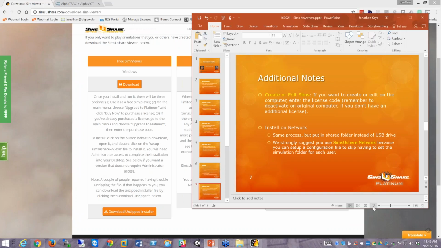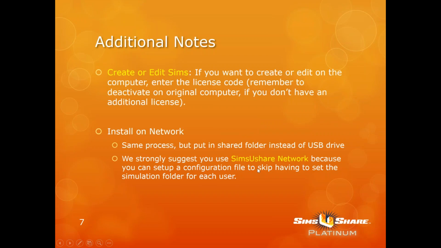you can set up a configuration file to skip that step of having to point to your USB simulation. On a network folder, that path is always going to be the same. So there's a file you can modify to point to the same folder, and then when you run it on a new computer, you don't have to actually do anything as long as that computer is connected to the network drive.